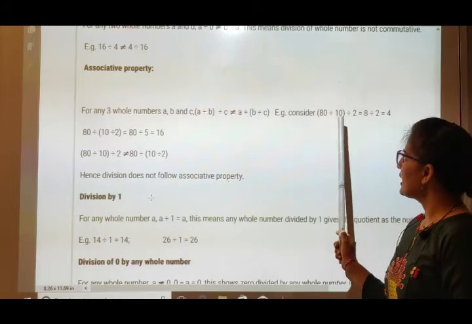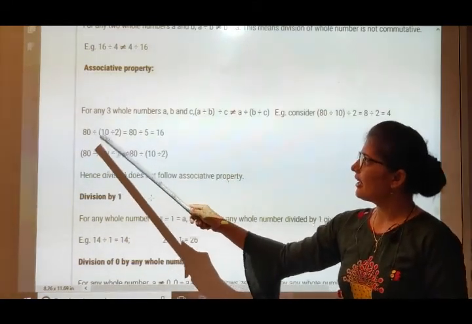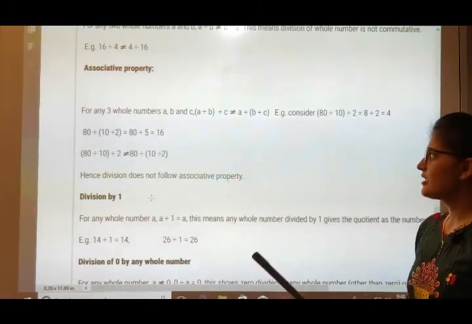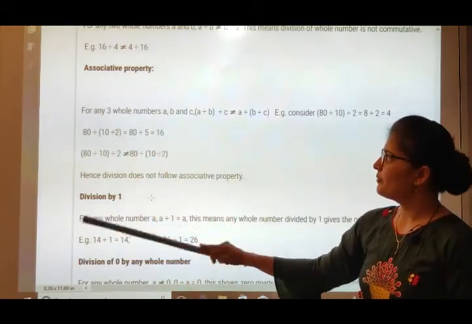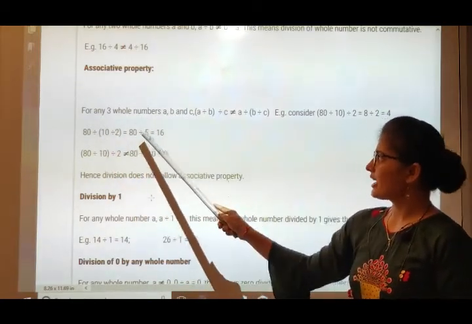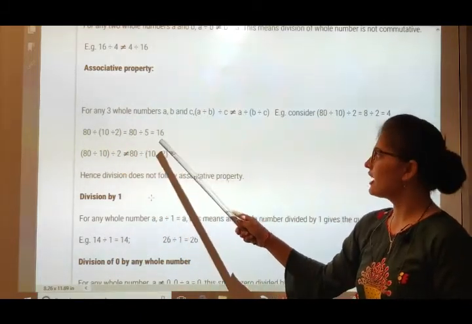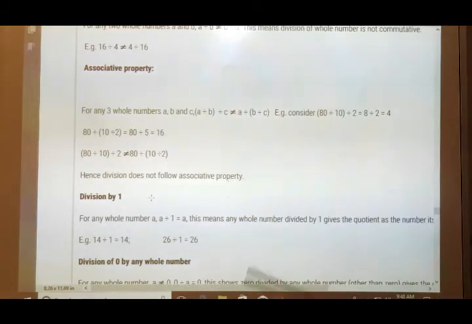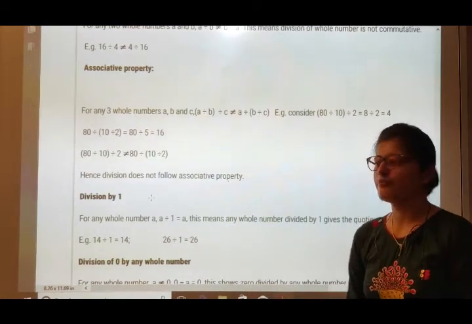Now here first 80 and 10 are divided. In the next one, 80 divided by (10 divided by 2), first we will divide 10 by 2, and afterwards we will divide 80 by that answer. So 10 divided by 2, the answer will be 5, 80 as it is, division sign as it is, and 5 we are writing. So the final answer will be 16. Here you are getting 16 as the answer and here you are getting 4 as the answer. That means both are not equal, hence division does not follow associative property.